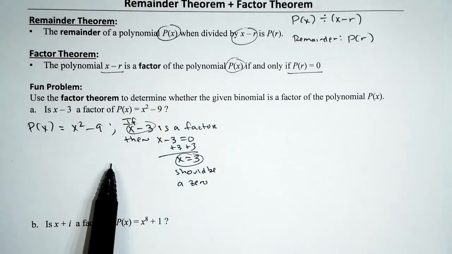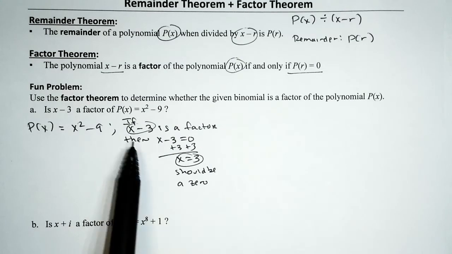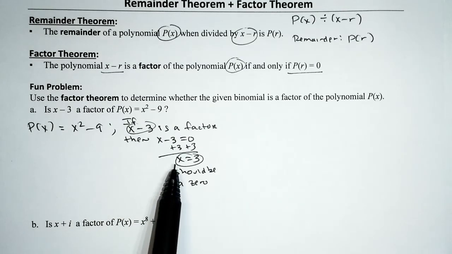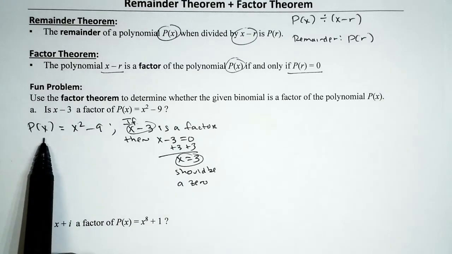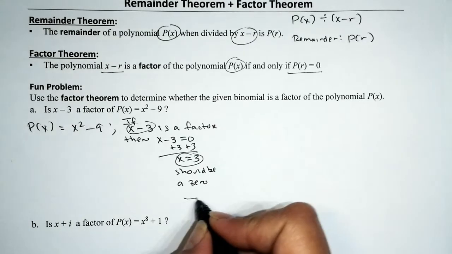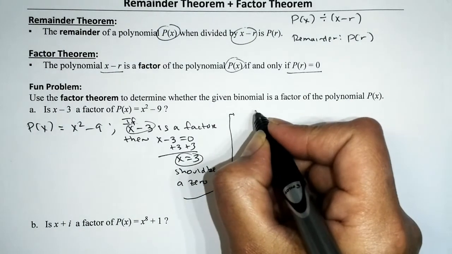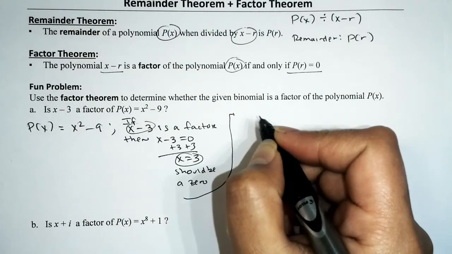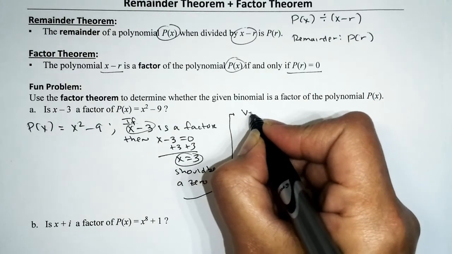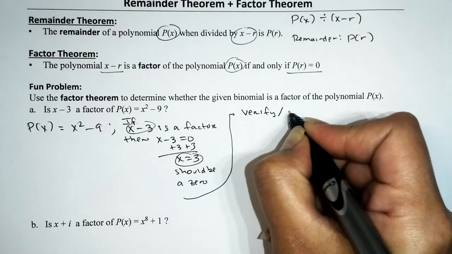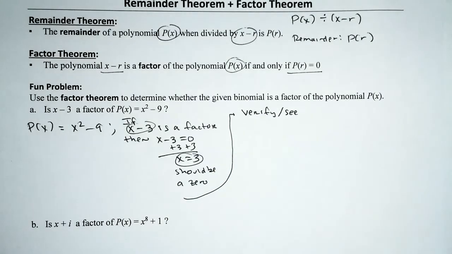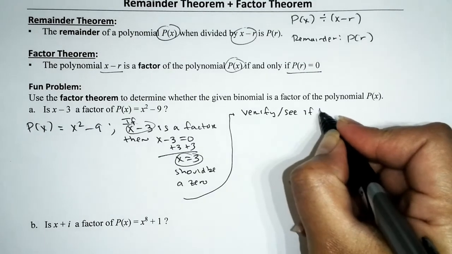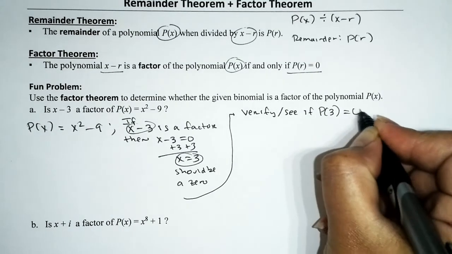Again, if x minus 3 is a factor, then 3 should be a 0 of the polynomial. And if 3 is a 0, then when we evaluate the polynomial at 3, the function value should be 0. So let me just write down verify, see, or check. I'll just put verify, because I don't know which word I like best. Verify or see if when we evaluate the polynomial at 3, that gives us 0.